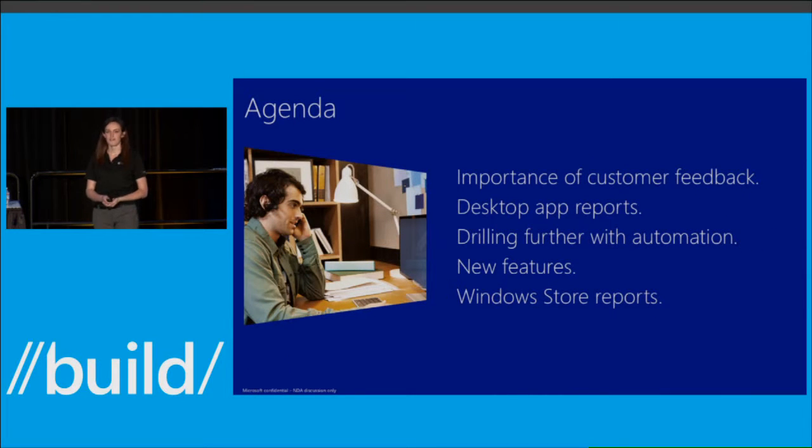So I'm going to start off by going over the importance of customer feedback. I'll then show you the data we have available for desktop applications. There's some additional tools we provide that allow for customization through automation. We've added some new features in the past year, so I'll briefly mention those. And then I'll close with mentioning the reports that are available for crash with modern applications.